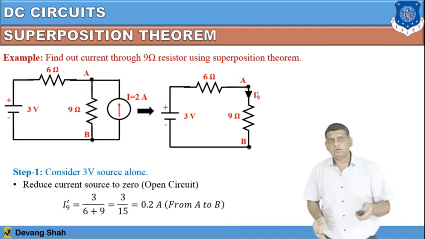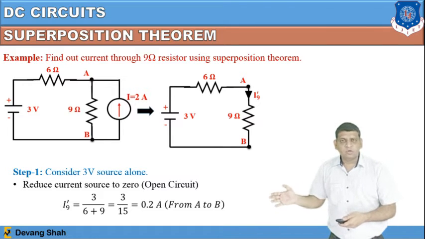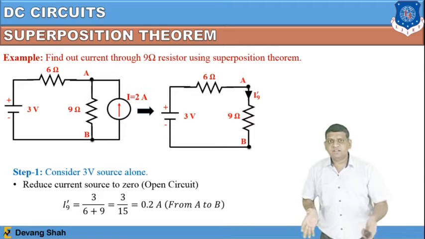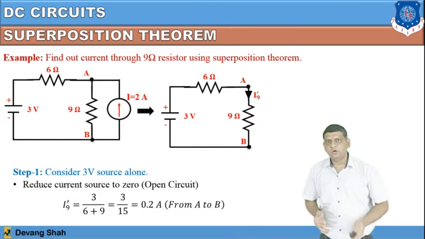So you can find your I9 dash current, where dash stands for a single effect, and that effect is because of the 3-volt source, right? So I9 dash is equal to 3 divided by 6 plus 9. That current is from A to B, from top to bottom, and it is 0.2 ampere.